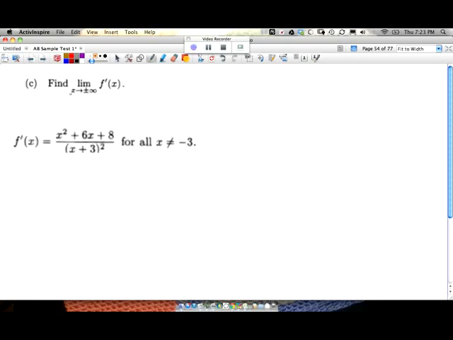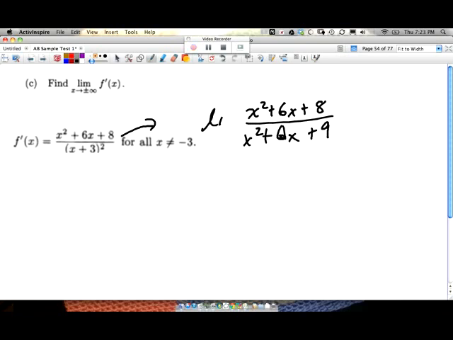This says find the limit of f prime of x as x goes to positive or negative infinity. So let's do a couple things here. When I look at this, I would multiply this out and I'd have x squared plus 6x plus 8 on the top, and if I multiply the bottom, that gives me x squared plus 6x plus 9. That's interesting. On the bottom, then if I take the limit as x goes to positive or negative infinity, let's see what happens. As x goes to positive infinity.